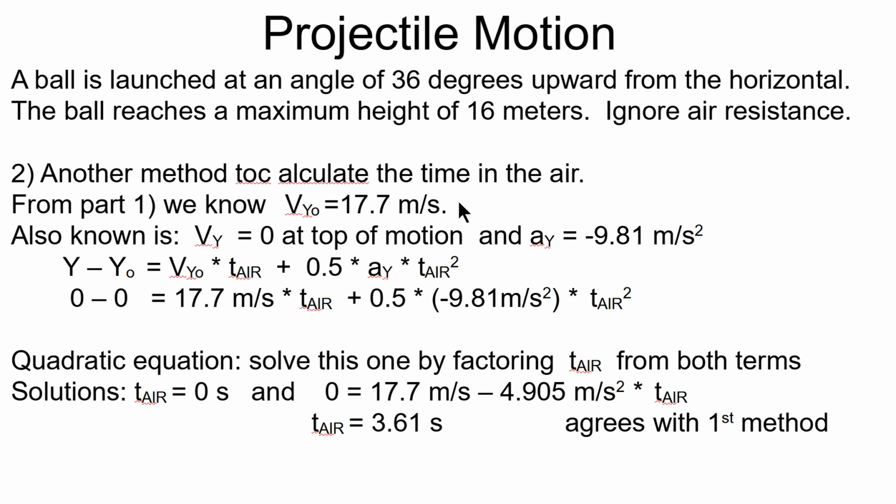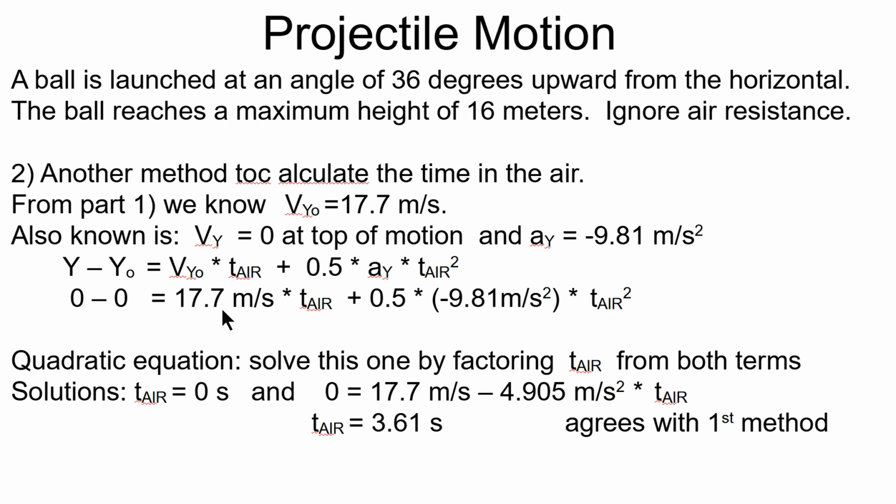We know that the launch speed upward, the original Vy naught, is 17.7 meters per second. And we know the final velocity is 0 at the top in the y direction, and the acceleration. So take a look at the third kinematic equation. If we let the start of the problem be at the ground, so y naught is 0, and the final point of the calculation again be at the ground, 0 meters. So we're doing the full event from launch back to impact with the ground.